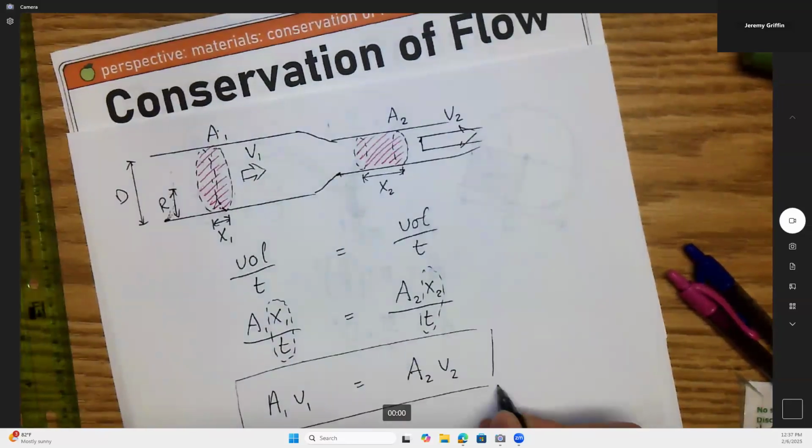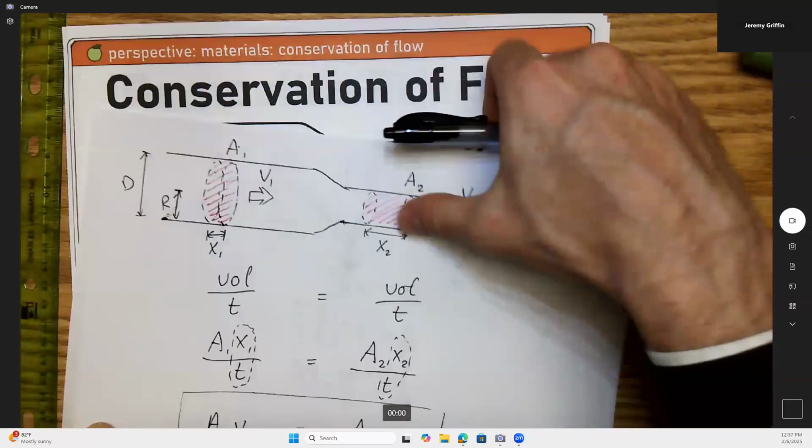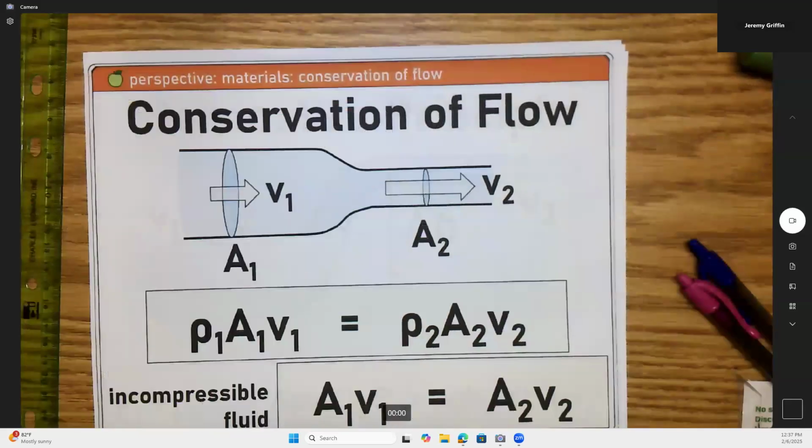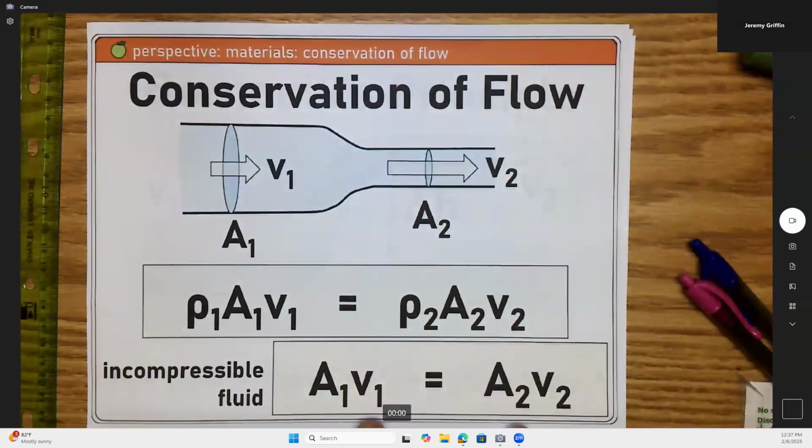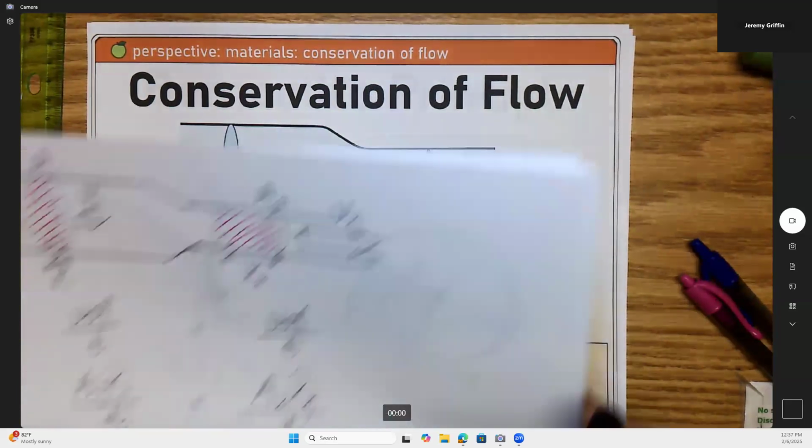Look at what we just got. That right there, that's this gold box right here. So there's conservation of flow. The cross-sectional area of the pipe times however fast the water is flowing through it, that product is the same everywhere in the pipe system. Let's go to some numbers with this.